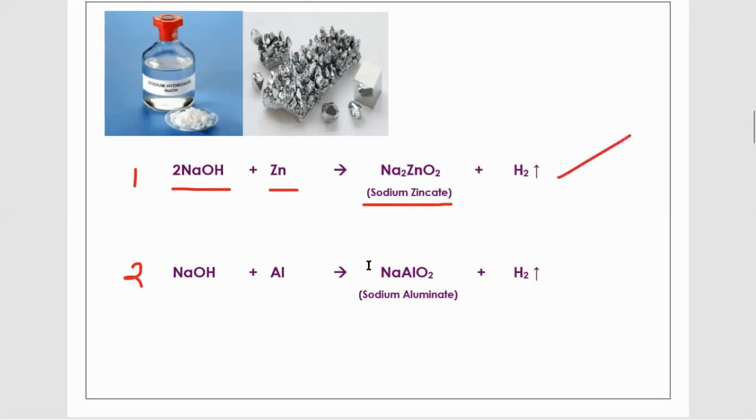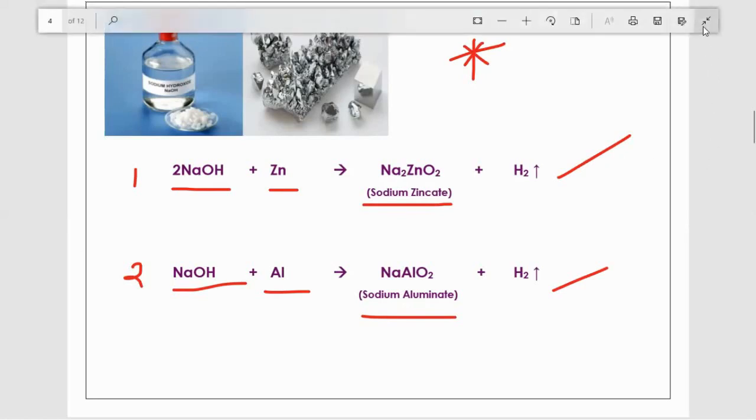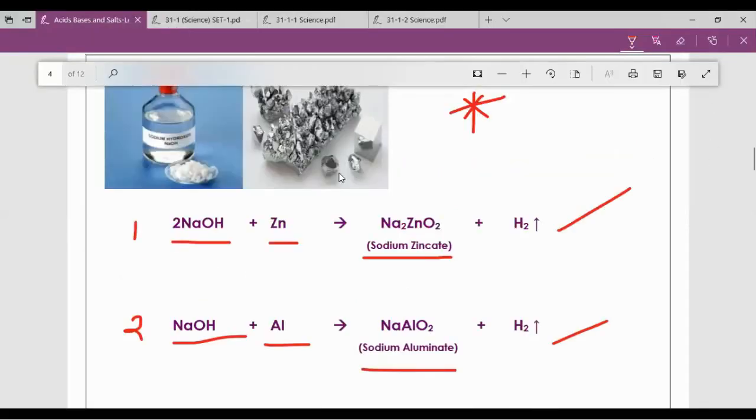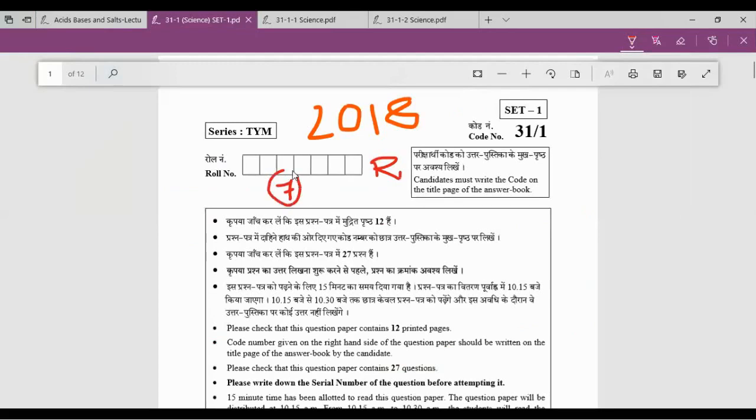In the second equation, when sodium hydroxide reacts with aluminium, it gives a salt, that is sodium aluminate, NaAlO2, and hydrogen gas is released. These two equations are so important in your 10th class. Let us see the 2018 question paper. Try to see this 7th question.